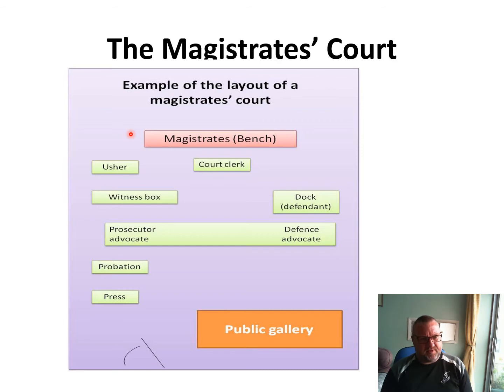Okay? We've got a witness box. We've got a dock. So you know we've got where the defendant sits in the dock. We've got a prosecutor. We've got a defence. We've got the probation officer, we've got the press, and we've got the usher. There's no difference here from a normal Crown Court other than the fact that there is no jury here. Now, the key thing here, or the key two sets of people, are the magistrates and the court clerk.